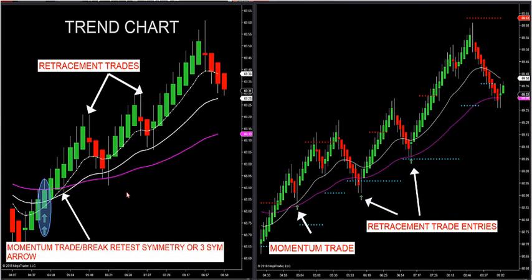There's two types of setups that you want to look for. One is a momentum setup, which is a break, retest of symmetry dots. And one is a counter setup, where we spot the wrongly positioned traders, the counter trend traders, and we go opposite of them. Those are called retracement trades. Let's first go over the momentum trade, the break retest, because this typically happens right after a trend change on my trend chart.